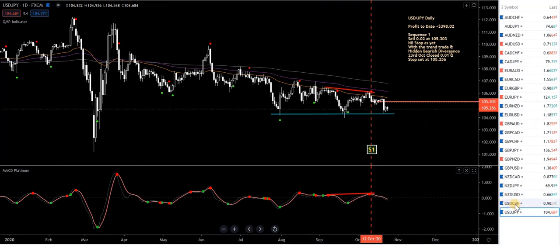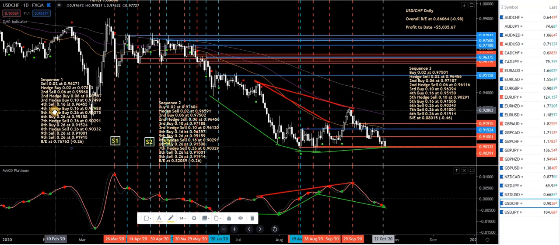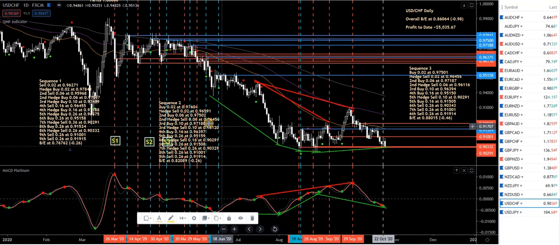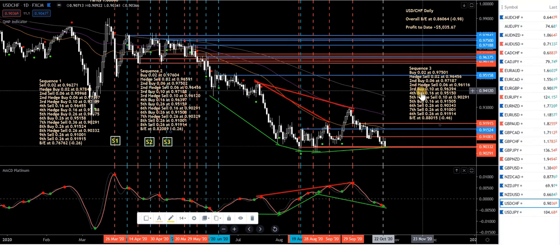Right, one pair that does my head in. USD Swiss franc. If you've watched any of my videos, you will know the grief I'm having with this. I'm in 3 sequences at the moment. Break even's way down here somewhere for all of them. So you can see the notes. I'll just move them around so it's a bit easier. You can see my break-even levels.